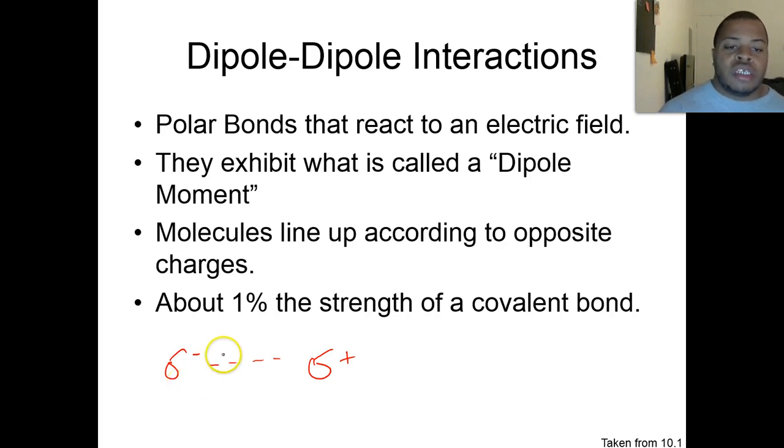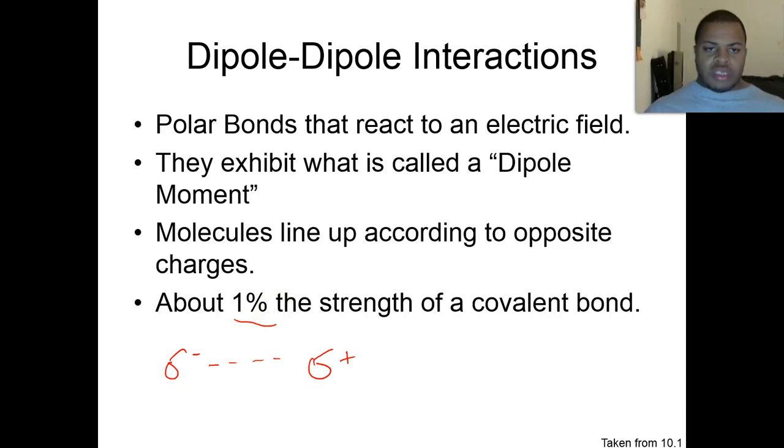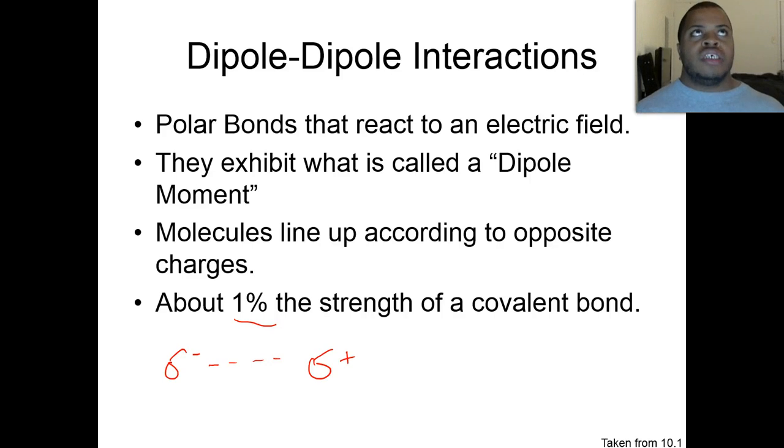Now, this is basically talking about the attraction between these slightly negative and slightly positive sides, where the molecules will line up according to opposite charges, like slightly negative with slightly positive. For intermolecular forces, I want you to understand that these are very, very weak interactions. For a dipole-dipole interaction, we're looking at about 1% or even a little bit less of the strength of a normal covalent bond. So this is going to occur, but these are not set in stone, and the interactions are broken and formed very quickly.